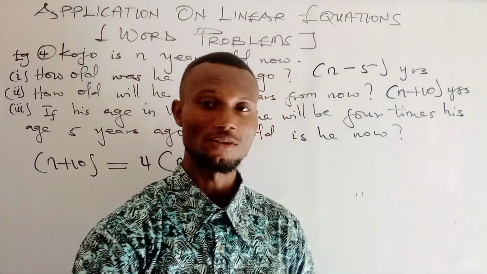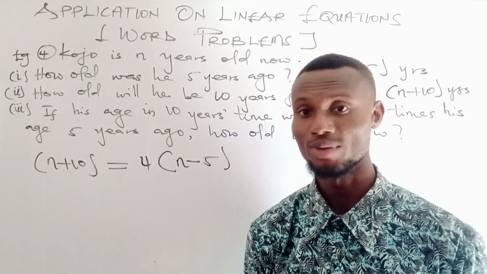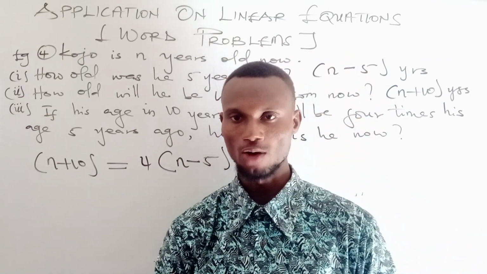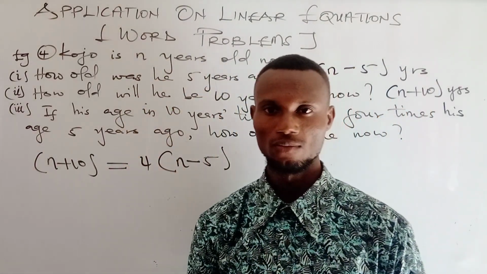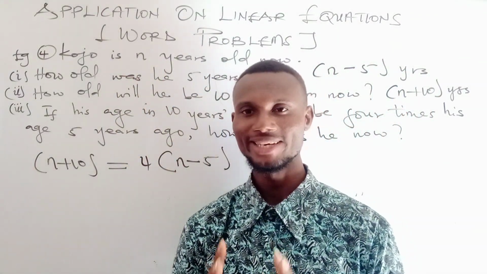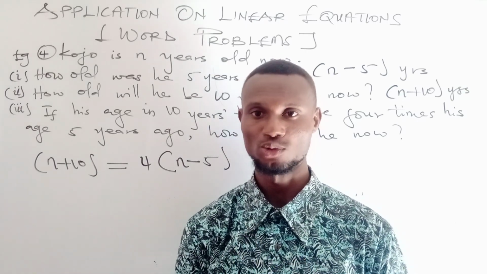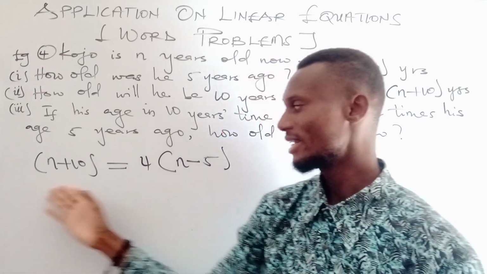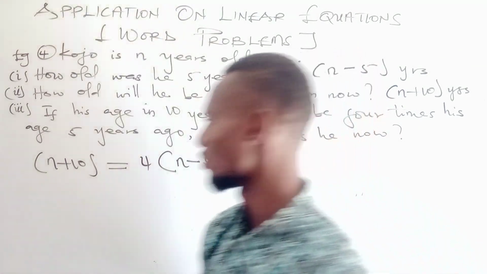Okay, so we are solving for n in this linear equation, and that will be his age now, because he says that Kojo is n years old now. Okay, I hope the explanation is clear enough and you understand it up to this point. Okay, so there is a linear equation that we need to solve for the value of n. Okay, so let's do that.